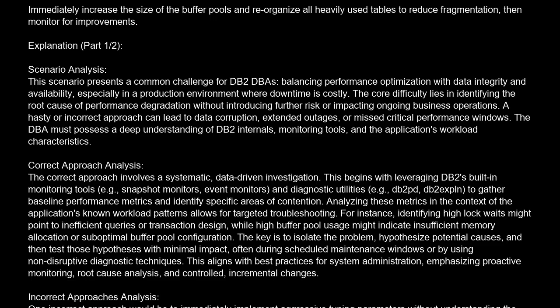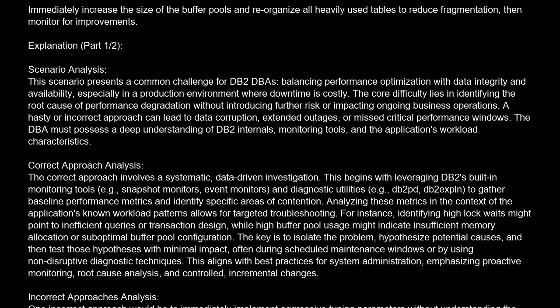The correct answer is C. Immediately increase the size of the buffer pools and reorganize all heavily used tables to reduce fragmentation, then monitor for improvements. Explanation. Scenario analysis. This scenario presents a common challenge for DB2 DBAs, balancing performance optimization with data integrity and availability, especially in a production environment where downtime is costly.